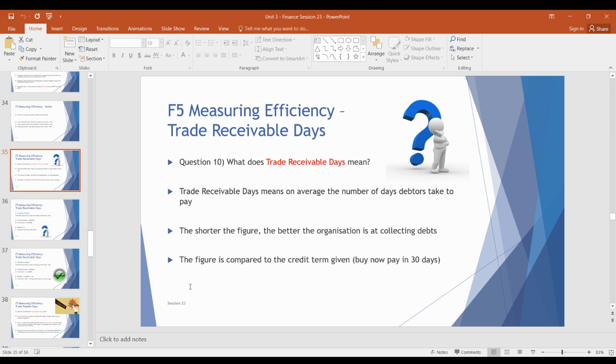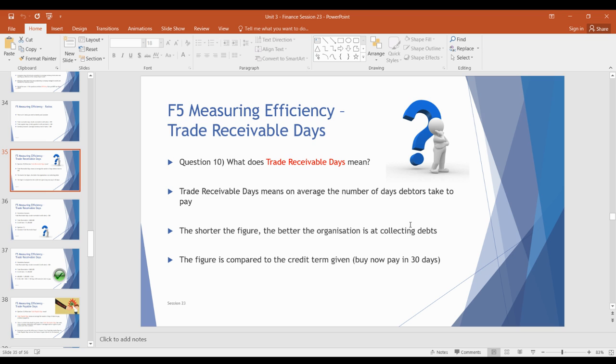Now, it is only compared to the credit term, though. So, if our business provides 30 days credit, and you are allowing your debtors to pay you in 30 days' time, the ratio will be based on those 30 days. So, if they're paying in 29 days, you are efficient. If they're paying in 30 days, you are on track. And if they pay in 31 days plus, you are off track, for example.